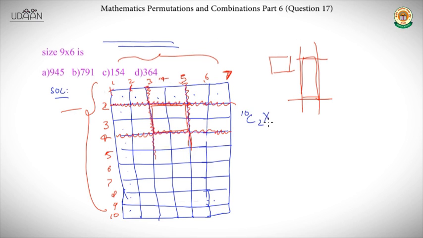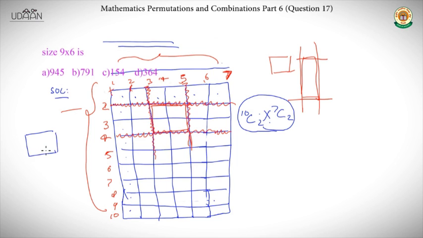And what are the ways of selecting two out of these 7? There are 7 C2 ways, and we multiply because these are independent things. Selecting two lines from these 7 is independent from selecting two lines from these 10, and we multiply them to get the total number of ways of selecting these 4 lines. So now this is the total number of ways to select any geometrical figure having 4 edges. It may be a square, it may be a rectangle, but we have a constraint.